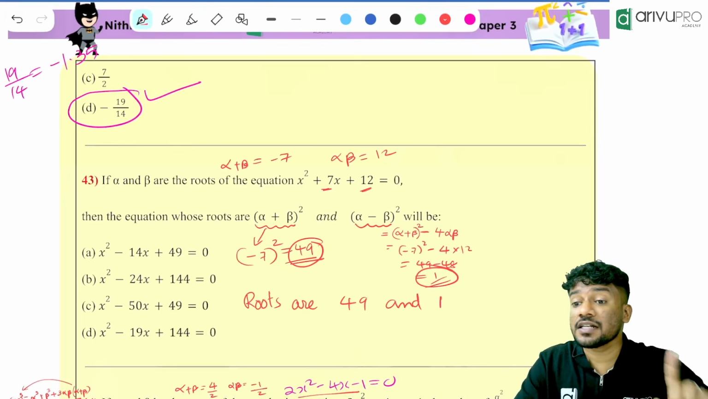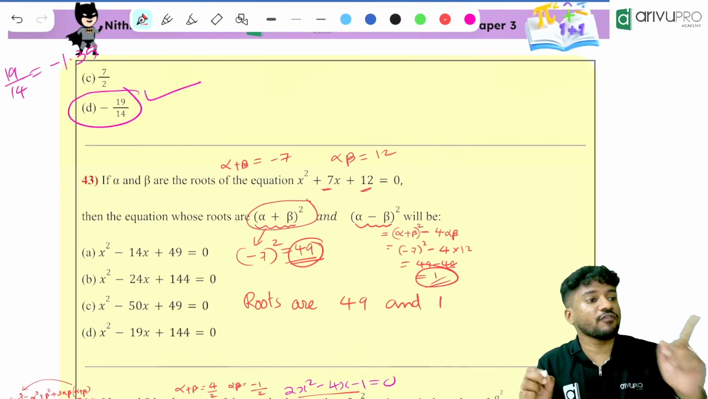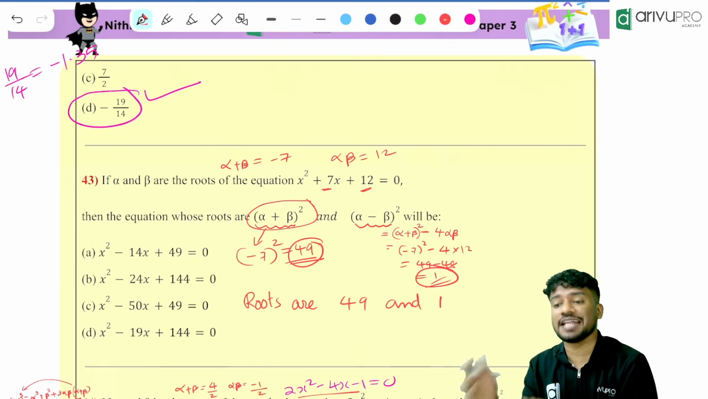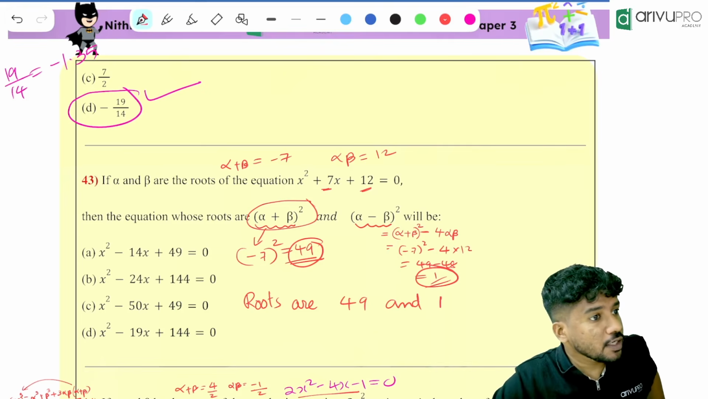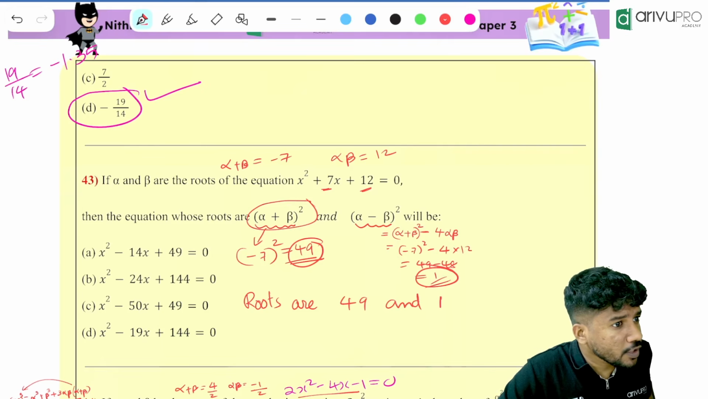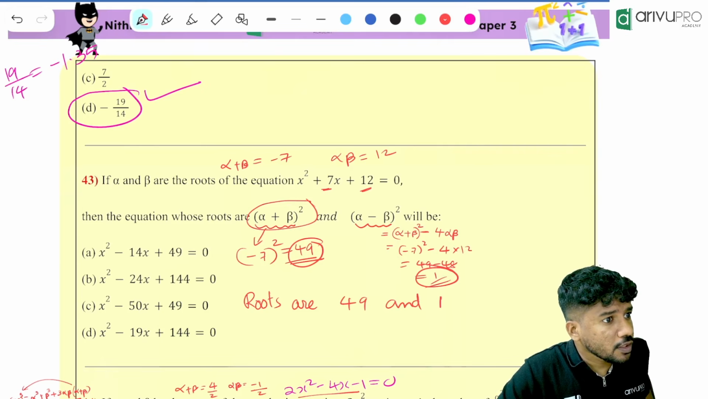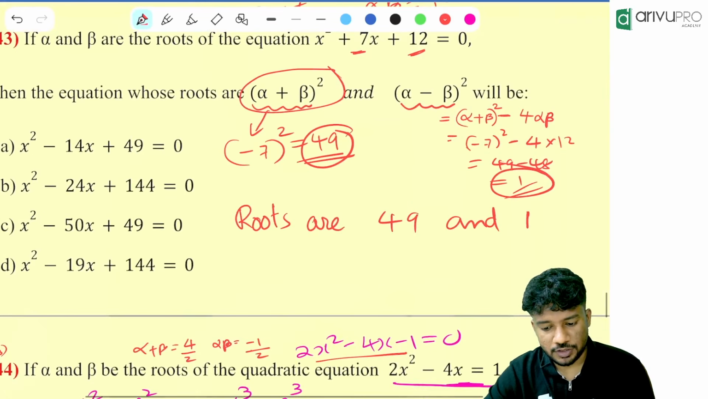Why did you take it like that? Because it is mentioned in the question. We are finding a quadratic equation with roots alpha plus beta the whole square and alpha minus beta the whole square. So why can't it be alpha minus beta the whole square plus alpha minus beta? I didn't understand. Can you just tell me, Shruti? Can you just define it to me?